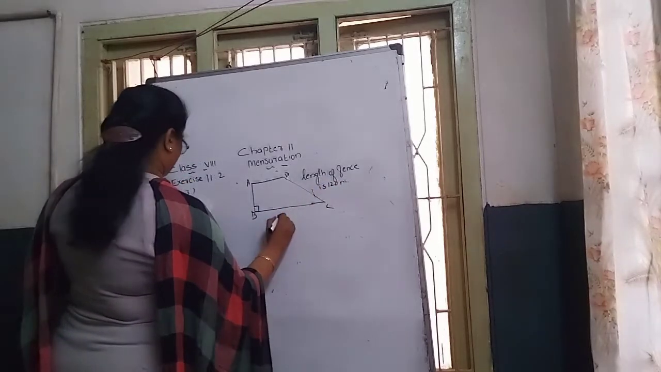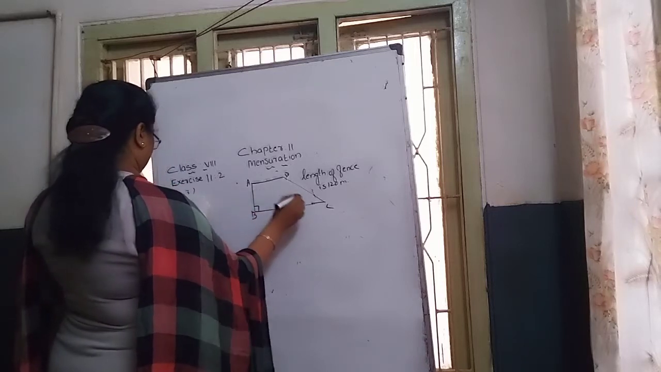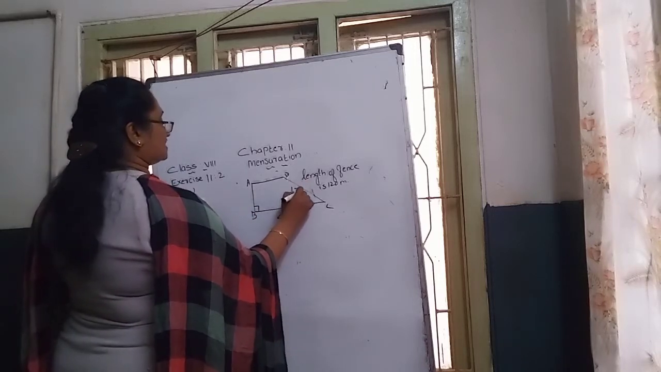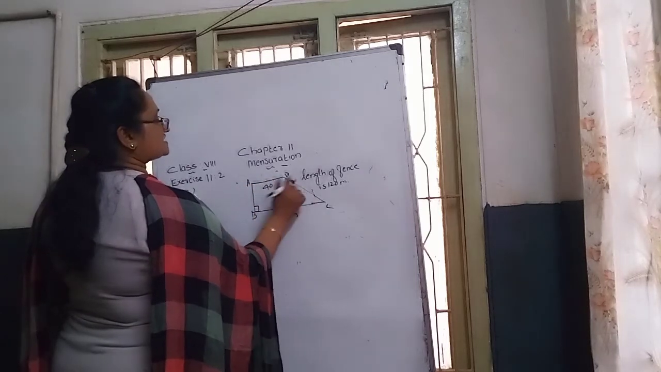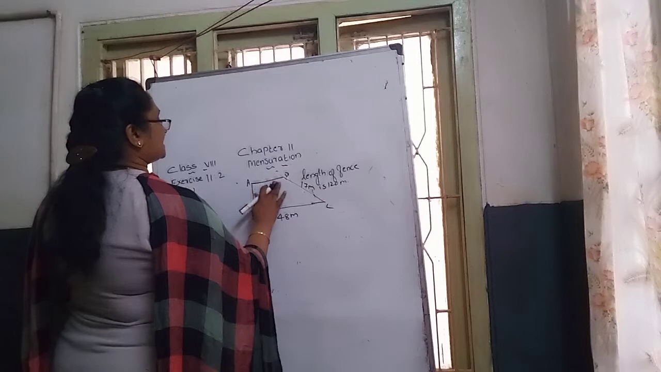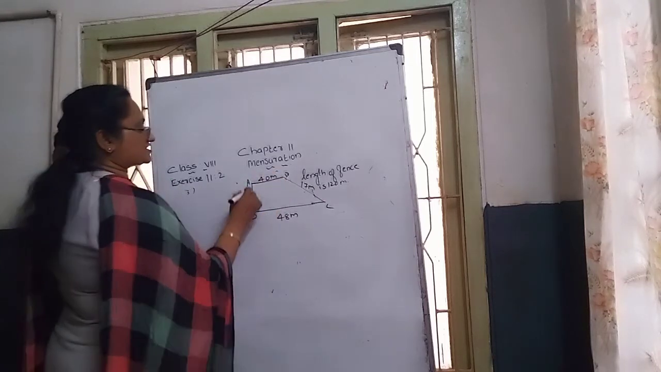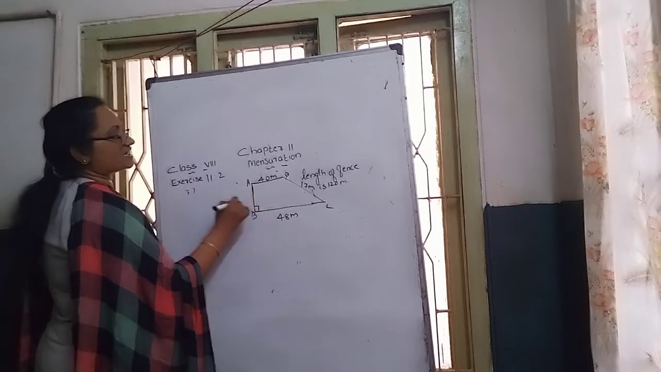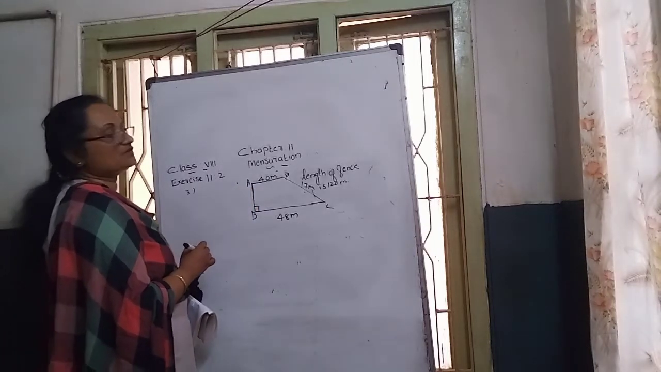Then the BC side value is given as 48 meter. Then the CD value is given as 17 meter. Then the AD value is given as 40 meter. Like this, this one is 17 meter. Then the AD side is 40 meter. What they ask you to find out is the AB side value.